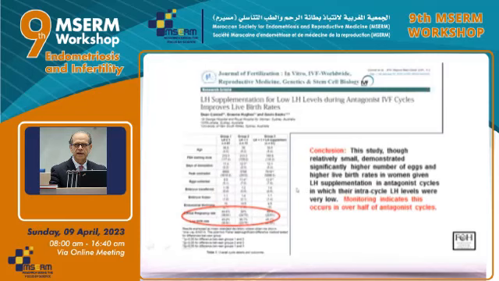This is just one example from an Australian group looking at antagonist cycles, and they measured the LH one day after starting the antagonist, and they differentiated between two groups. The one group stayed with the LH above 1 international unit per milliliter, and the other group dropped below 1 international unit per milliliter. But when they looked at the outcome of this group that dropped very low, you see that there was a significant reduction in the implantation rate and pregnancy rate compared to those who did not drop.